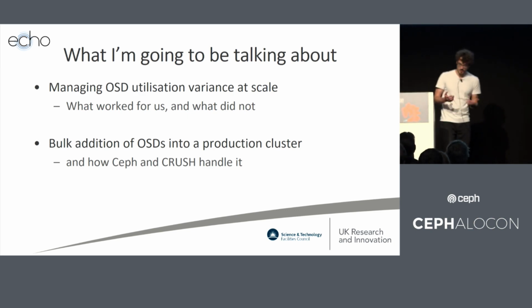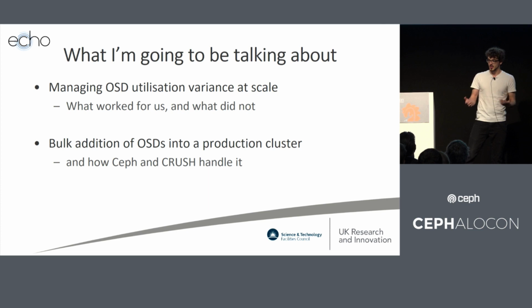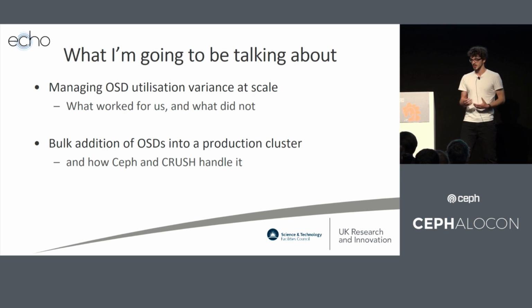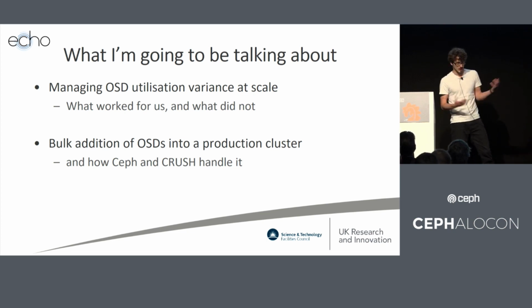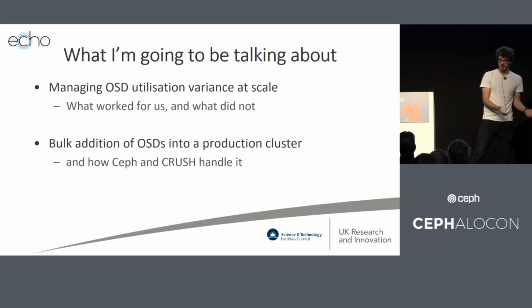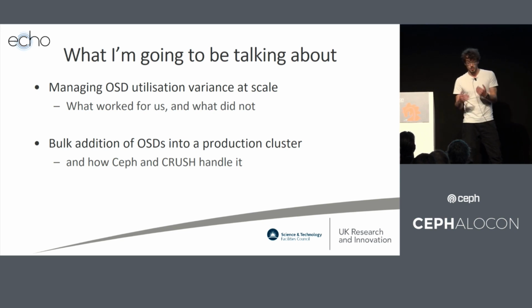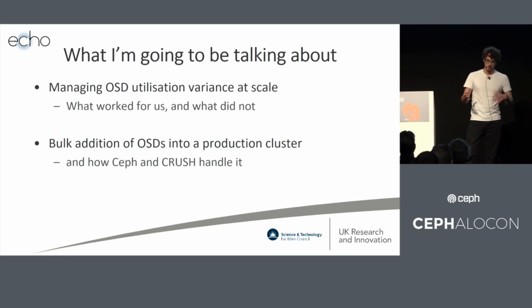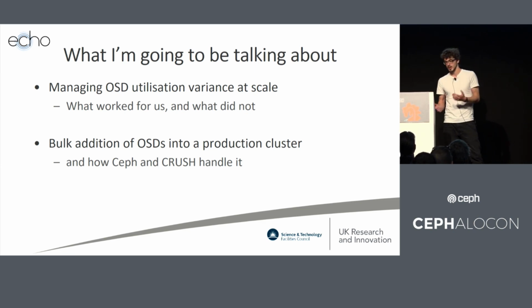So, what do I want to talk about? I've got two topics I want to touch on. The first one is the title of the talk: Managing OSD Utilization Variance at this sort of scale. I'm going to talk about what I actually mean by that, what worked for Echo and what didn't work for Echo, and explore how that went. And then with the second half of the talk, I'm going to be talking about what it's been like having that massive increase in the size of the cluster while continuing to run production work, and how Ceph, and particularly how the actual data placement worked at that scale, whether it worked as I wanted it to.